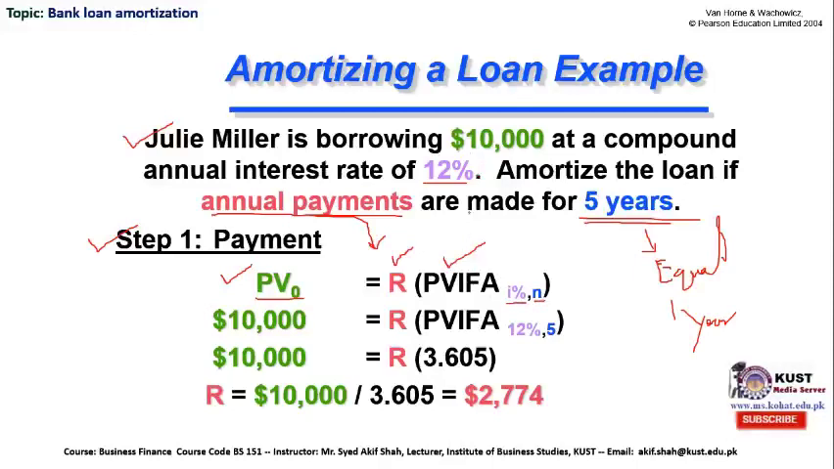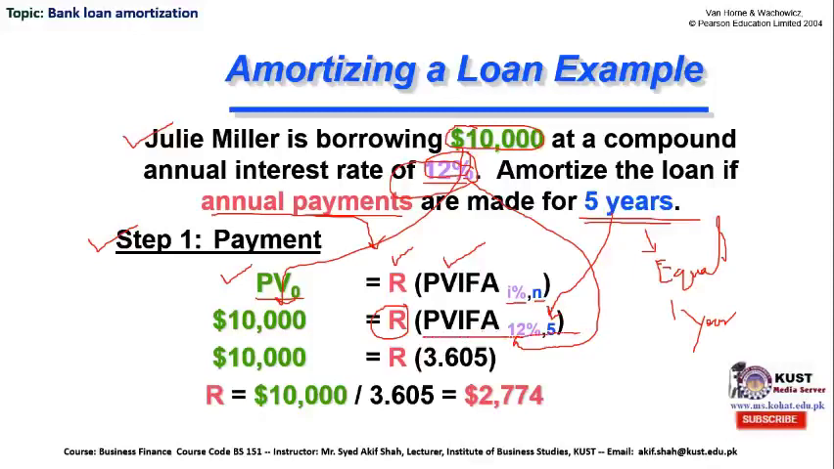The next step is to plug in the data. The present value she is going to borrow from the bank is $10,000 because she is going to receive this amount as present value, and we are interested in finding the annual payment to the bank, which includes not only the principal amount but also the interest, which is 12% compounded annually. So you can plug this annual interest rate into I, and this loan will last for 5 years.